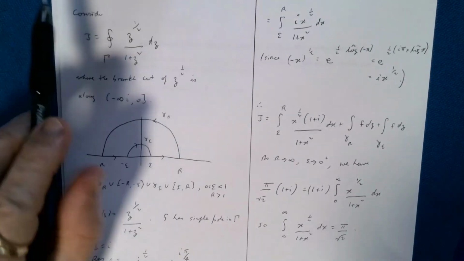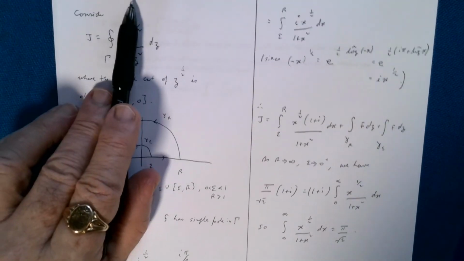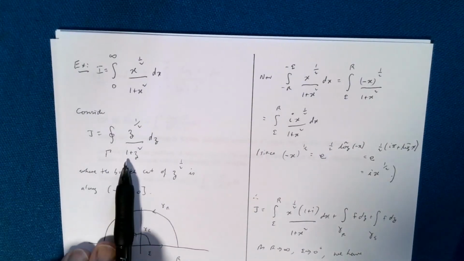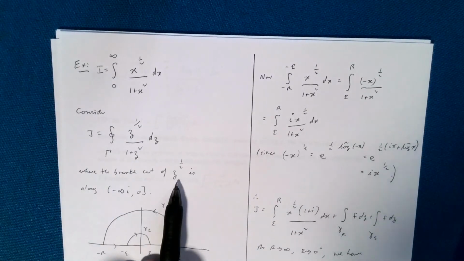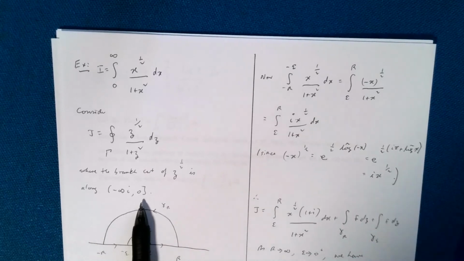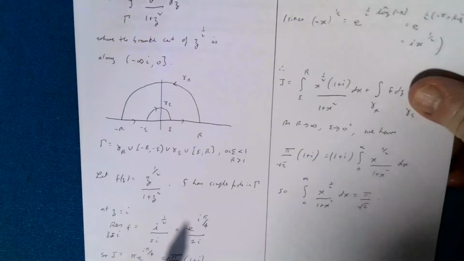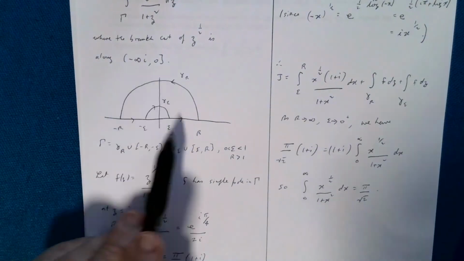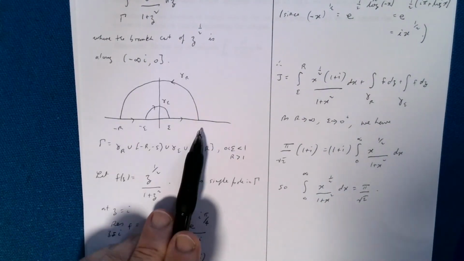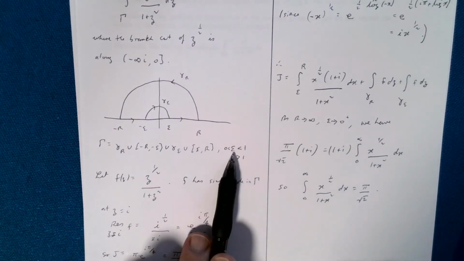There's the problem, the integral we were given. We look at the corresponding complex integral, and we take a branch of z to the half again along the negative imaginary axis. And the contour we're going to integrate on is the same as we had before. You go around the big semicircle, across here, around here, back to here, and we're going to have epsilon between 0 and 1, and R is bigger than 1.